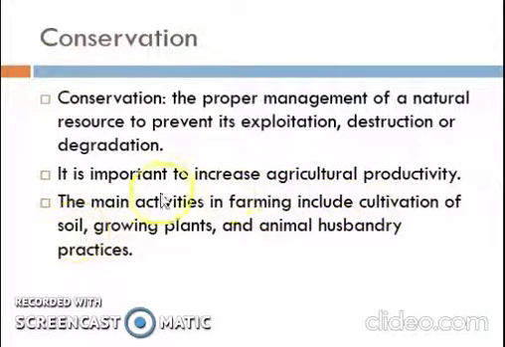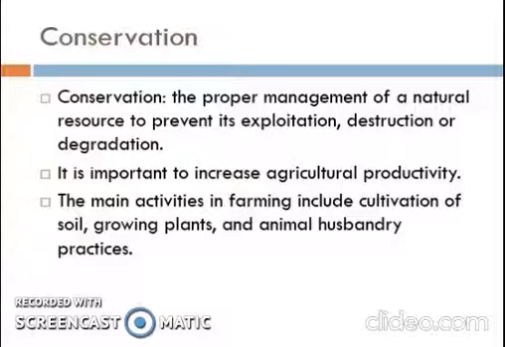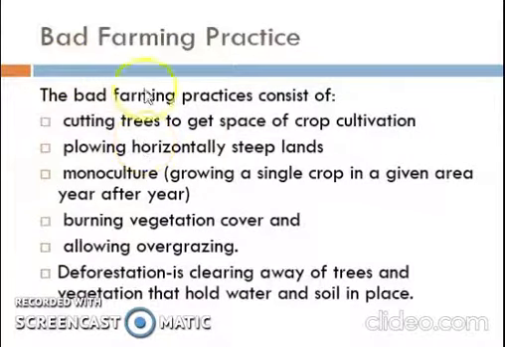So in the farming activities, they can be good or bad to environment. So እዚህ ጋር ያመጣሁት reason ምንድን ነው? Some farming practices they're bad ማለት ነው. ለዛ ለconservation ላይ they might harm it ማለት ነው. So bad farming practice የምንላቸውን እንይ. So bad farming practices consists of cutting trees, deforestation, plowing horizontally steep lands.